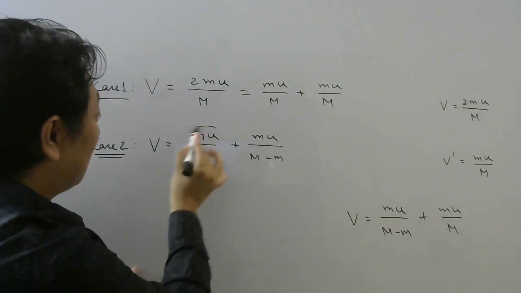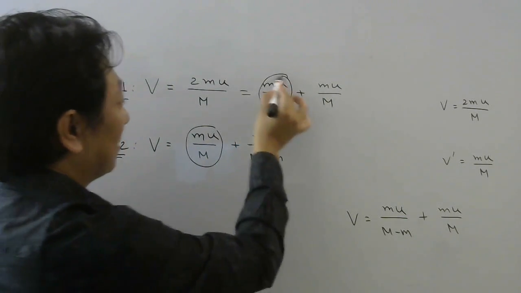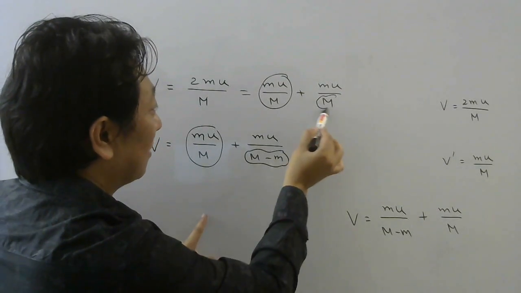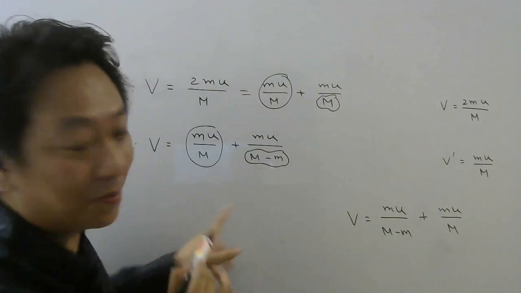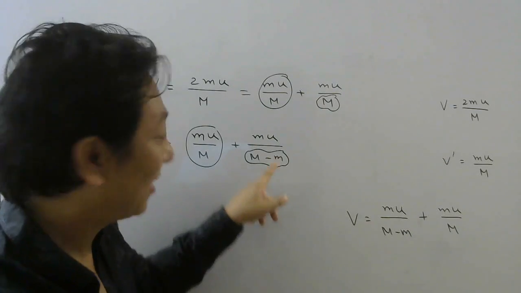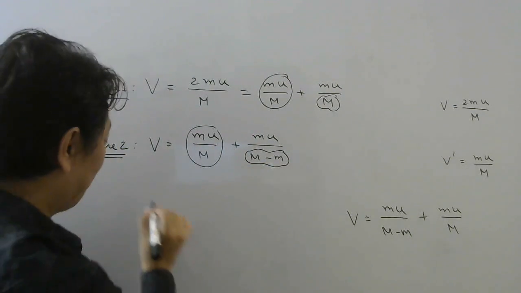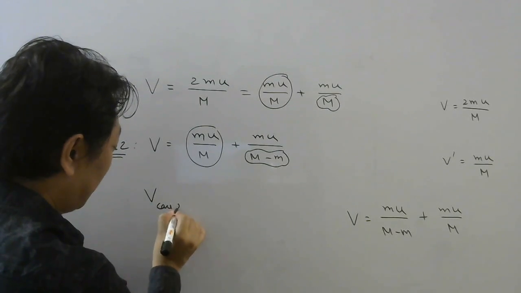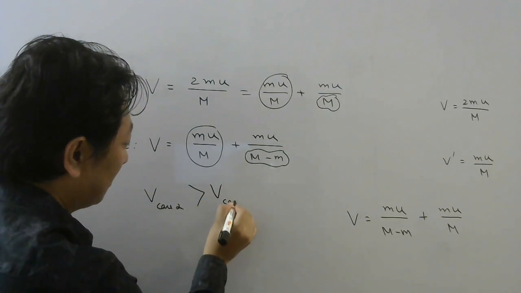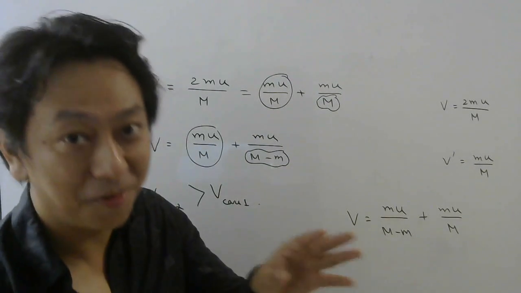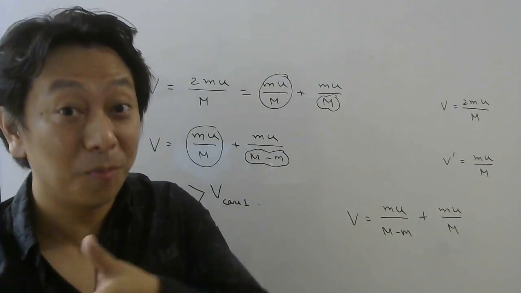Now, see, the first term is same in both the cases. But here, the denominator is less than here. The numerator is same, but denominator here is less. If denominator is less, the ratio will be more. So V in case 2 is greater than V in case 1. And thus it is better to throw the stones one after another if you want to gain more velocity.